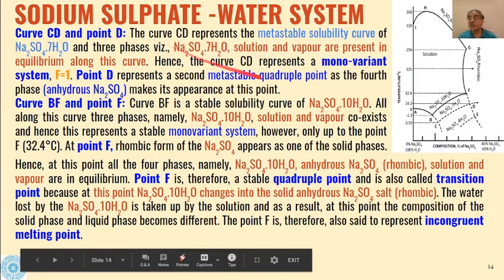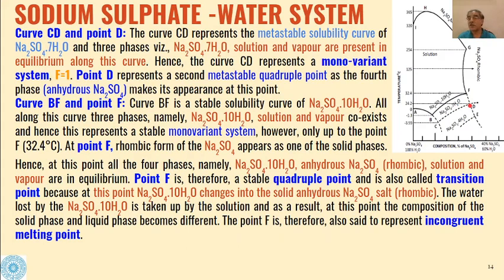Then is curve CD and point D. So this CD in the dotted line is again the metastable solubility curve of sodium sulfate heptahydrate, and here three phases in equilibrium, they are sodium sulfate heptahydrate, solution, and vapor. They are present along this curve, and because three phases are present, the system will be monovariant, degree of freedom will be 1.